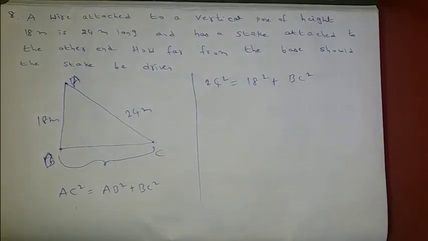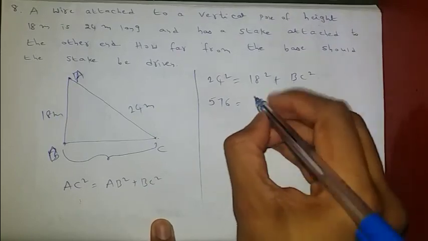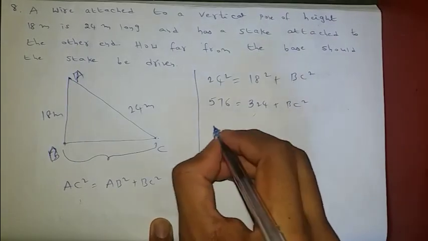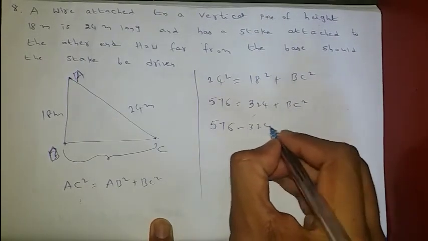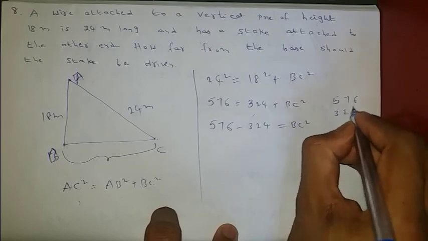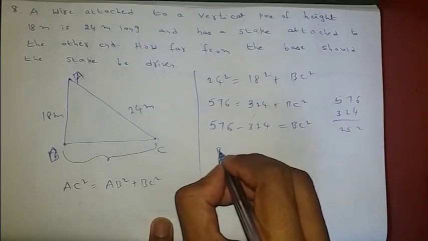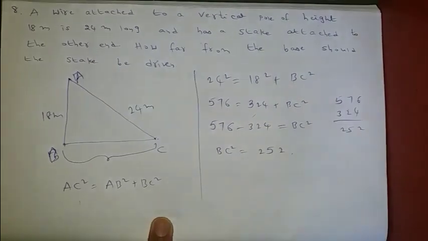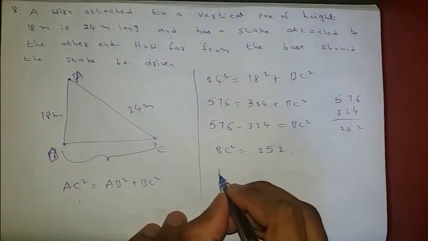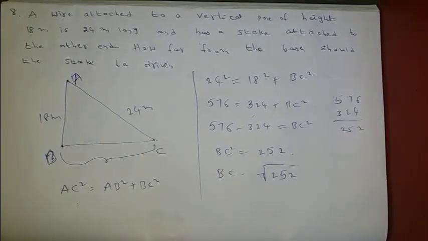Now 24 square is 576, equals 18 square, 324, plus BC square. If I take 324 to the other side, it becomes minus. So 576 minus 324 equals BC square. 6 minus 4, 2. 7 minus 2, 5. 5 minus 3, 2. So BC square equals 252. But 252 is not a perfect square. So BC equals under root 252.